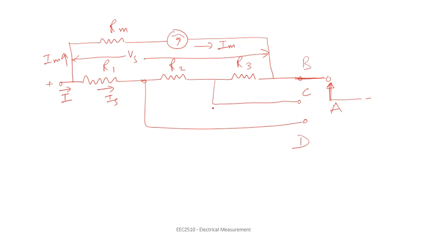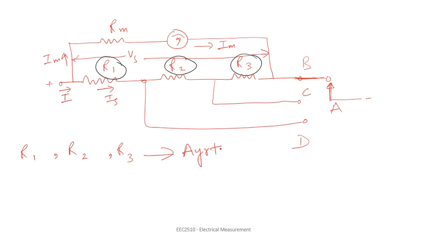Now this is another arrangement of the multi-range ammeters. These resistors shown here as R1, R2 and R3, this is R1, this is R2 and this is R3, actually constitute an Ayrton shunt. So this type of arrangement is called the Ayrton shunt.